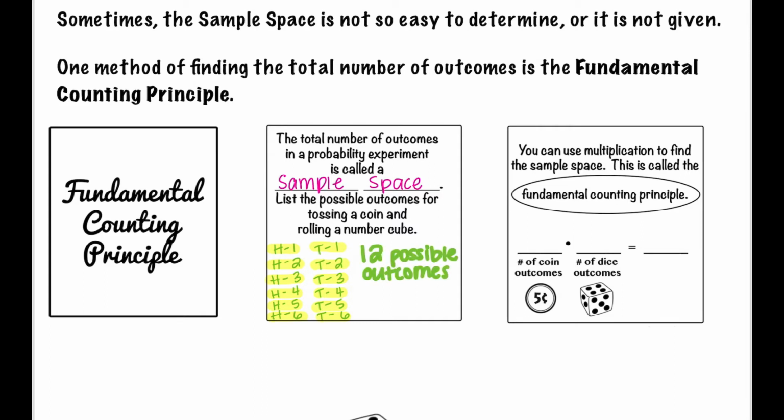Okay, well, there's a simpler way to do this. We don't always have to list out every pair or every possible outcome. The fundamental counting principle is the shortcut for what we just did. Instead of listing them all out, we could say, well, how many outcomes are there if I toss a coin? Well, if I toss a coin, I either get heads or tails. So I have 2 possible outcomes for tossing a coin.